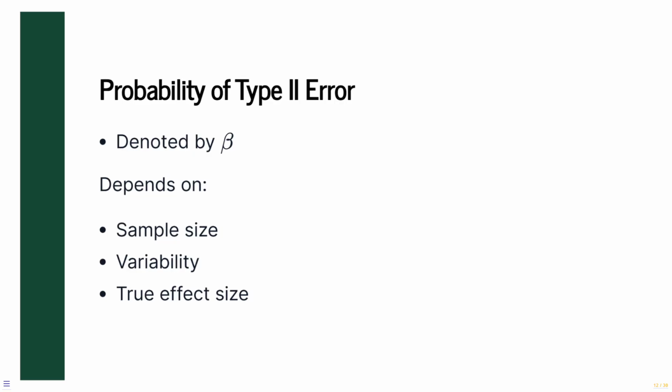The probability of a type 2 error is denoted by beta. Unlike alpha, beta is not directly chosen, but depends on factors such as the sample size, the variability in the data, and the size of the true effect.